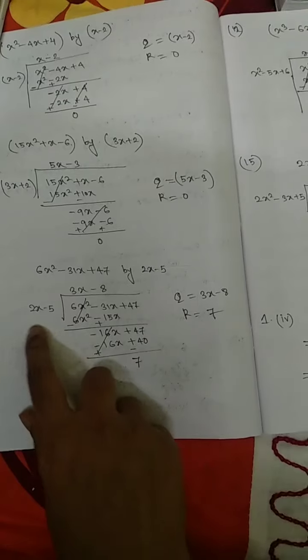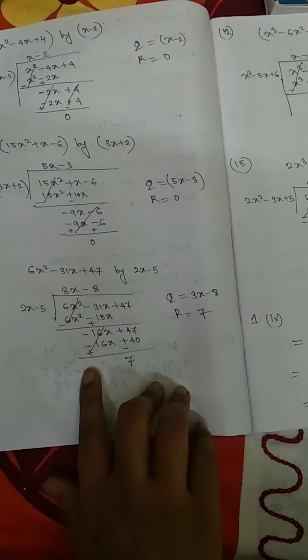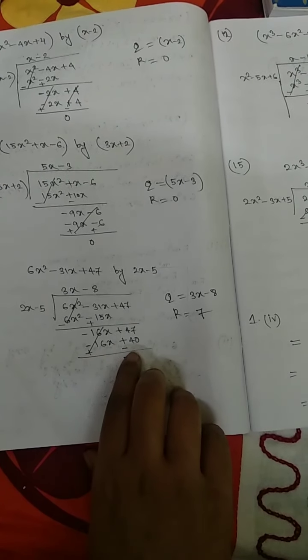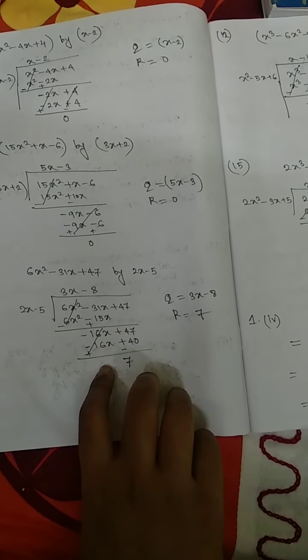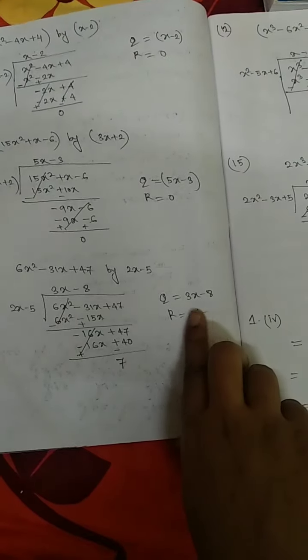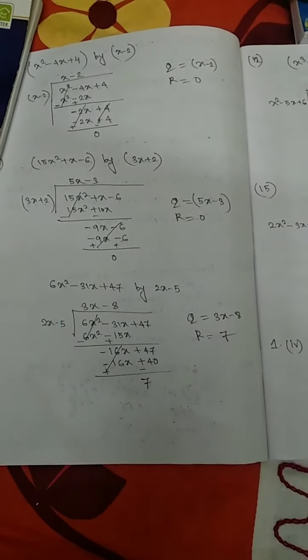Now we have to multiply 2x minus 5 with minus 8. Then we will get minus 16x plus 40. Again minus 16x and plus 16x will be cancelled out, and the remainder will be 7. So here we will get a remainder and it is 7, and the answer is 3x minus 8.